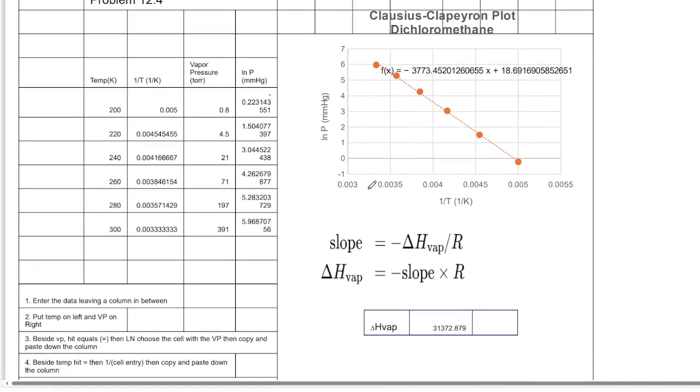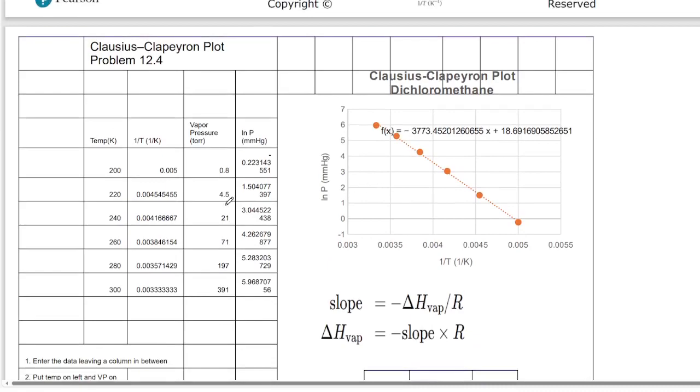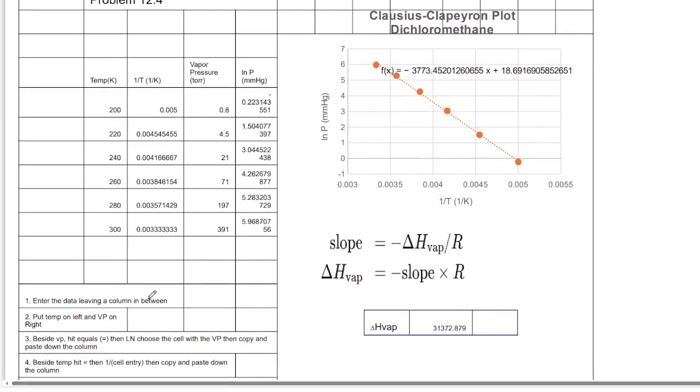Alright, so here is how we actually plot this in Excel. First, you're going to enter the data, leaving a column in between. So here I've entered the temperature in Kelvin and the vapor pressure in torr. The temperature in Kelvin: 200, 220, 240, 260, 280, and 300. The vapor pressure in torr: 0.8, 4.5, 21, 71, 197, and 391.